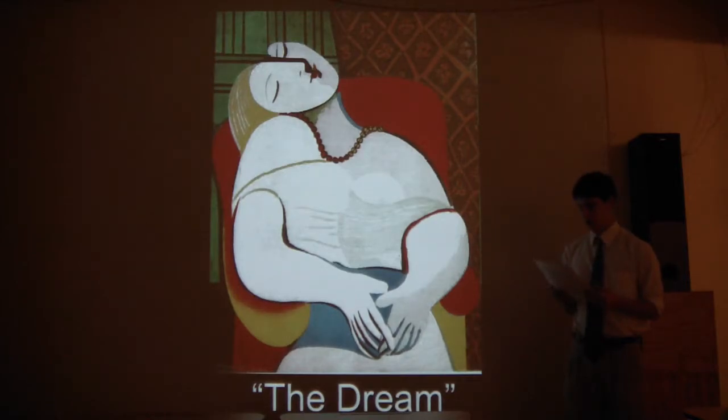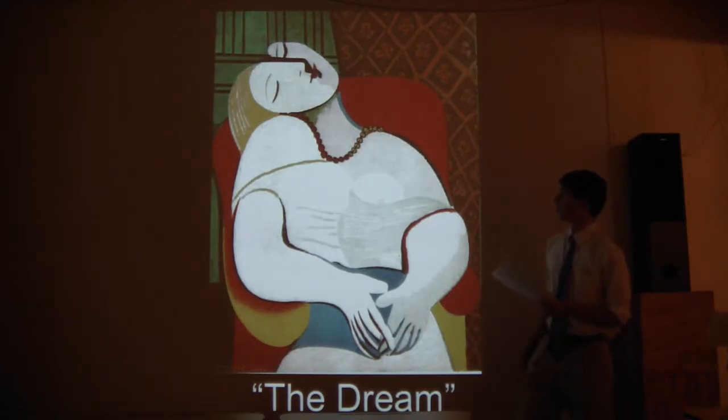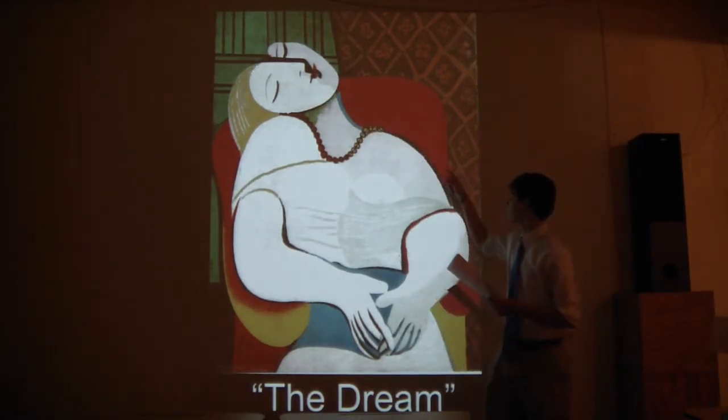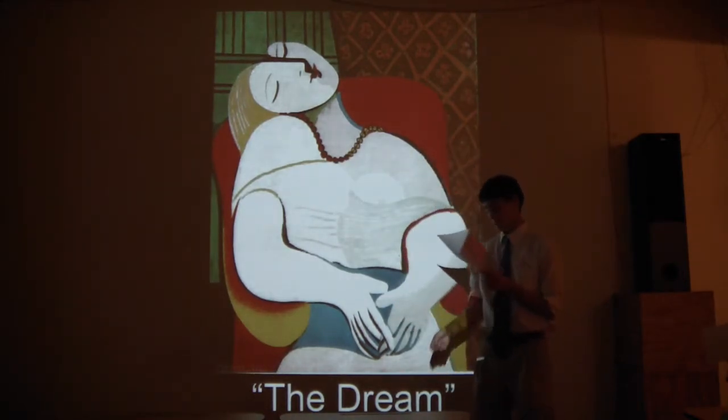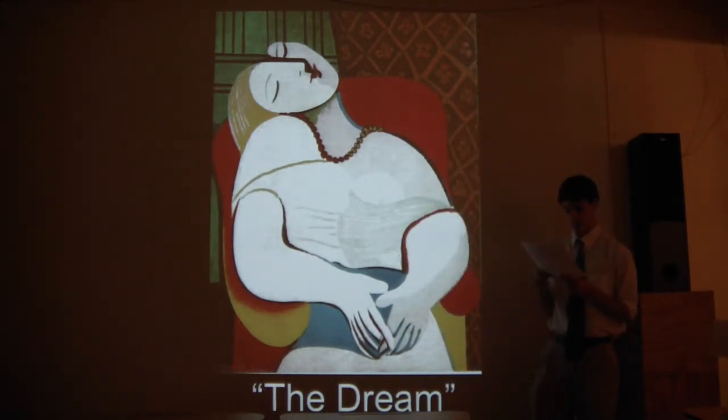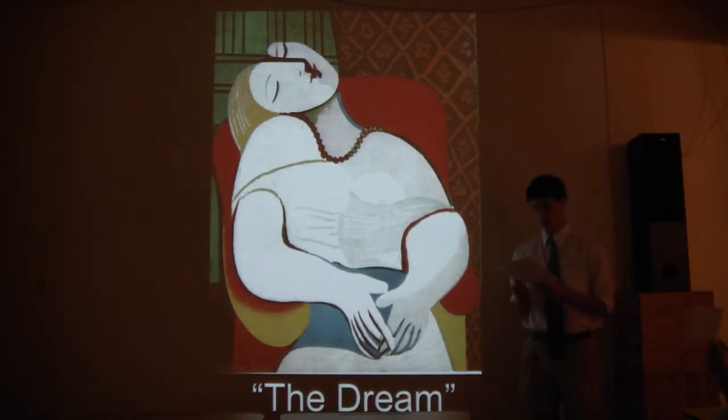Repetition in shapes and colors are really important in this. There are recurring shapes throughout the entire piece. In the face, the neck, the shoulders, her arms, the breasts, the chair. In addition, there are repetitive shapes on the wall.